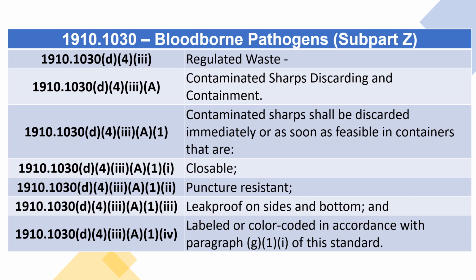1910.1030(d)(4)(3) Regulated waste. (A) Contaminated sharps discarding and containment. (A)(1) Contaminated sharps shall be discarded immediately or as soon as feasible in containers that are (A)(1)(i) through (iv) closable, puncture resistant, leak proof on sides and bottom, and labeled or color-coded in accordance with paragraph (g)(1)(i) of this standard.